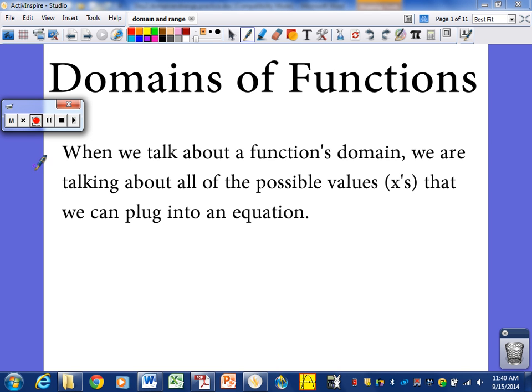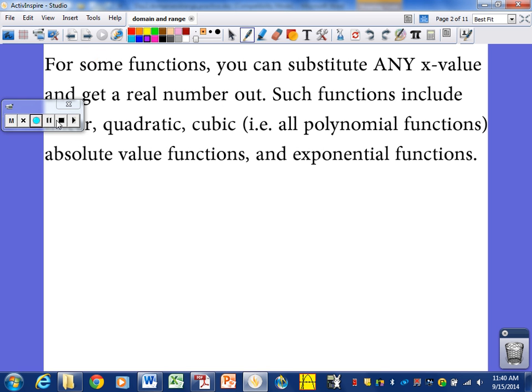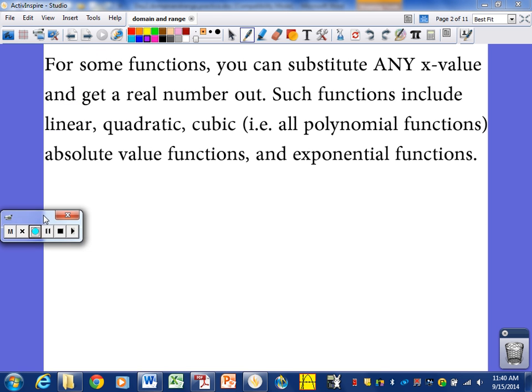Main is the numbers that you can plug into an equation. Okay, got this part? The numbers that you plug in are the domains. Unfortunately, or fortunately, for some functions you can substitute any x value and get a real number out.